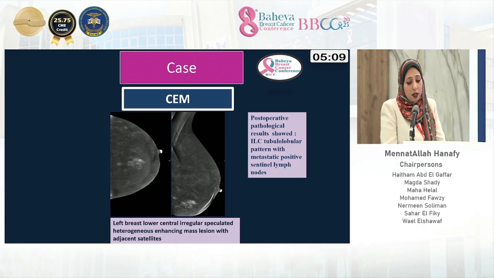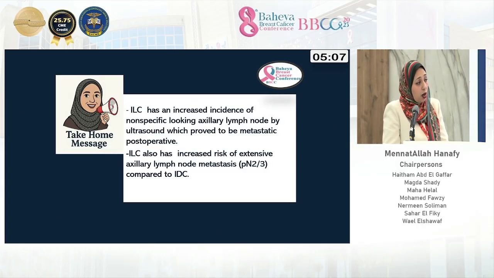showed non-specific lymph node. So our take-home message in this case, invasive lobular carcinoma has an increased incidence of non-specific looking axillary lymph node by ultrasound, which proved to be metastatic post-operative. Also, invasive lobular carcinoma has increased risk of extensive axillary lymph node metastasis compared to invasive duct carcinoma.